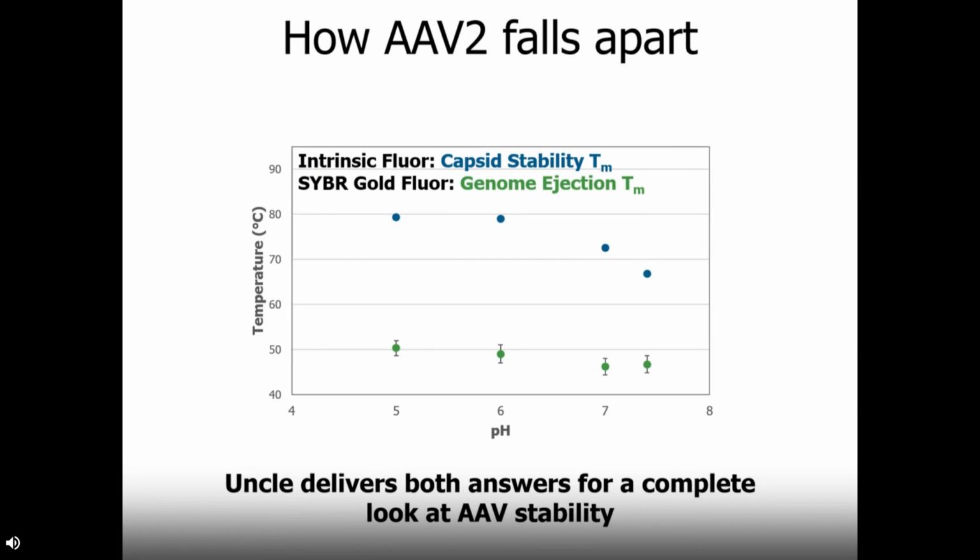So by running these samples on Uncle in just a couple of hours, we can get a very complete look at AAV stability and understand how changes in pH impact both our protein unfolding through intrinsic fluorescence and a look at the capsid stability, and how it impacts our genome ejection behavior of AAV, understanding when our viral vector might release its DNA into the surrounding environment, which could be useful both in terms of buffer storage and in terms of how it behaves in the late endosome of the cells.